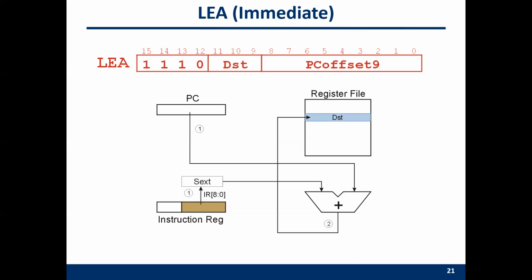This instruction is actually like an arithmetic operation. It's just an addition here. You read one operand from the PC. The other operand is encoded as a PC offset, and you do an addition. You store the value to this destination register. There's no memory access at all.